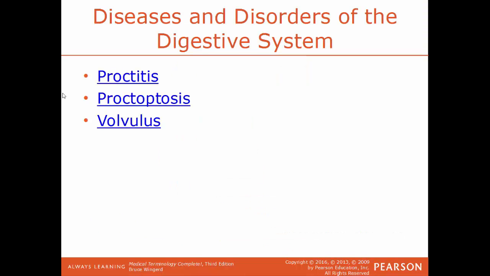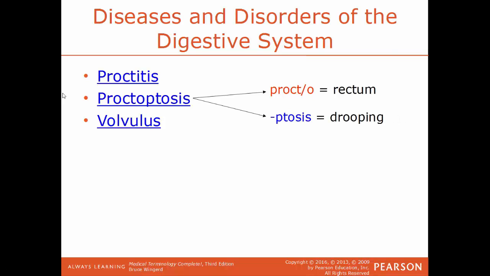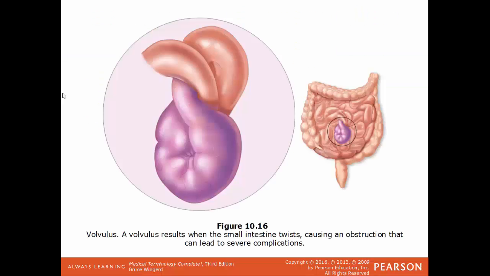Proctitis, this is the inflammation of the rectum or the anus. Proctoptosis, we're going to break down that term. Procto means the rectum, and ptosis means a drooping. This would be a prolapsing or a sagging or drooping of the rectum. And our last term here, volvulus, a rolling or a twisting of the stomach or the intestine, which will lead to an obstruction. Here's an image of how that would look. We have the small intestine rolling over on itself and twisting itself, which will cause a blockage here.